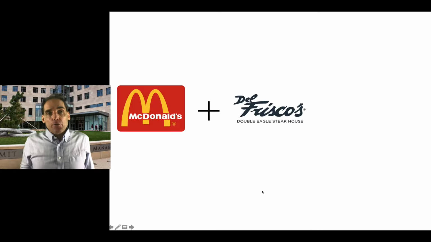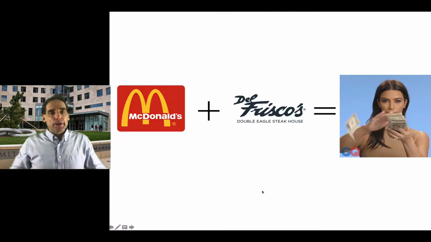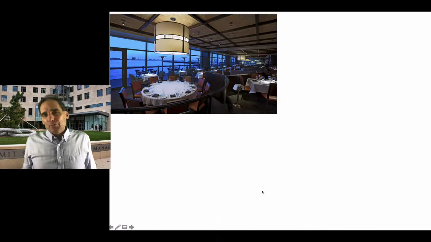Then the question often comes up, why don't you do both, right? Why don't you pursue this dual advantage where you have both lower costs than your competitors and higher willingness to pay? So you take the McDonald's cost structure plus Del Frisco's willingness to pay, and you have dual advantage, AKA making money. And the reason for that is actually pretty straightforward, right?